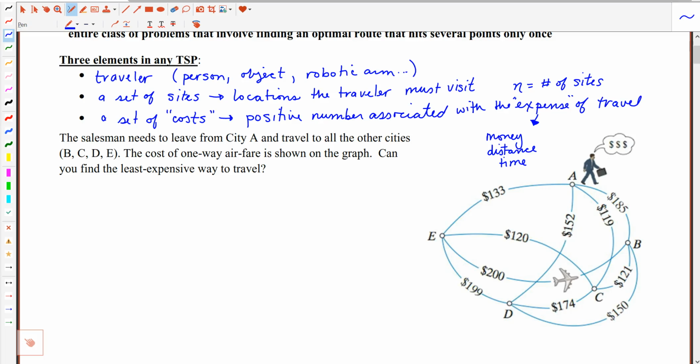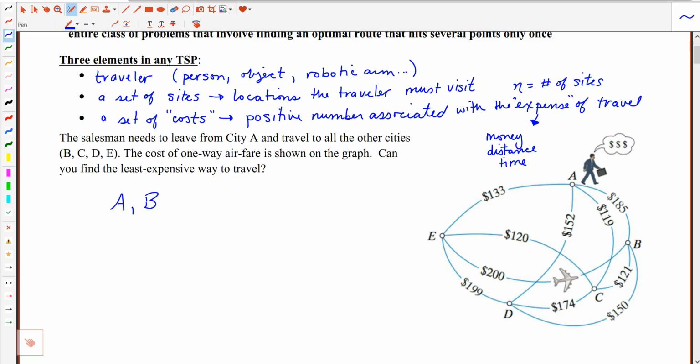Most students, when just presented with this problem, come up with one of the formal algorithms that we're going to explore later on in this chapter. Okay, so maybe as a motivating route, so you can see what's going on here. Let's say, for instance, this guy has to start in city A. So let's say he's going to go in alphabetical order.